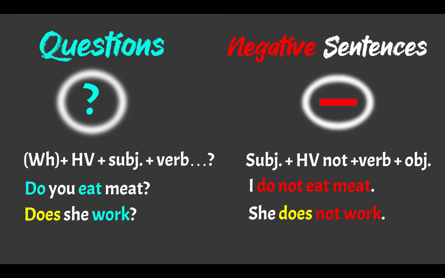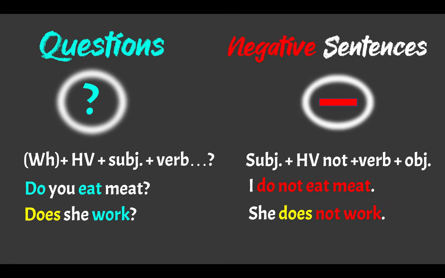So, to make questions, we need the following formula. WH, the question word. So that would be who, where, when, how, etc., if you have them. Then HV for helping verb, or auxiliary verb. Then we need the subject, because it's a question, right? And then we need the verb.